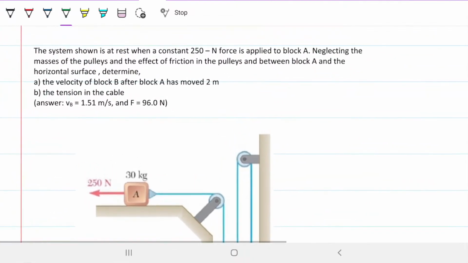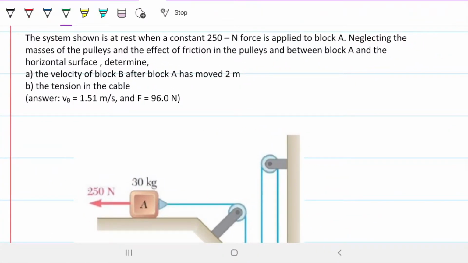It's up to you. So the problem statement reads: the system shown is at rest when a constant 250 Newton force is applied to block A. Neglecting the masses of the pulleys and the effect of friction in the pulleys and between block A and the horizontal surface, determine the velocity of block B after block A has moved 2 meters, and the tension in the cable.